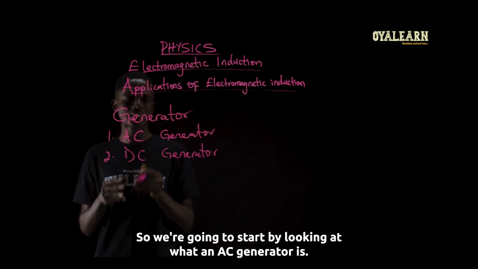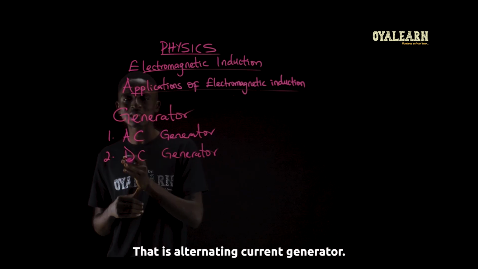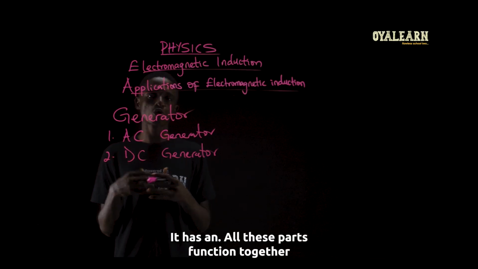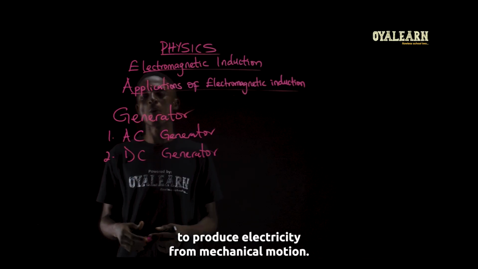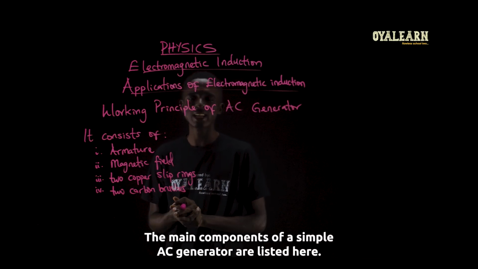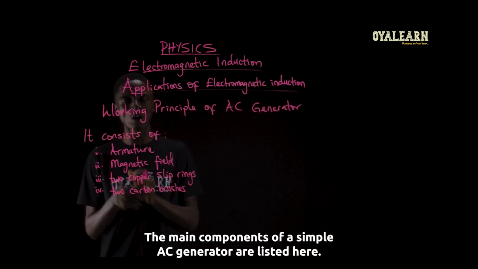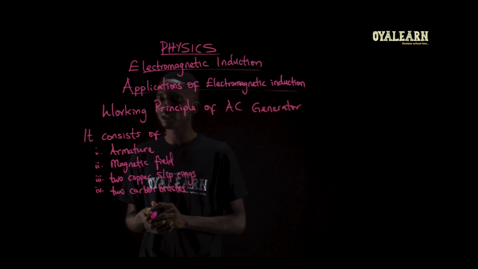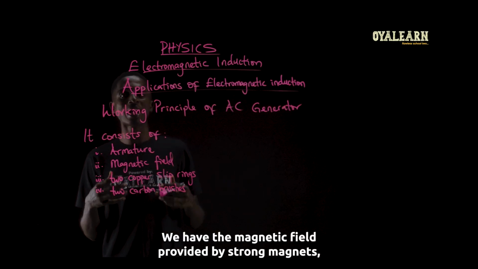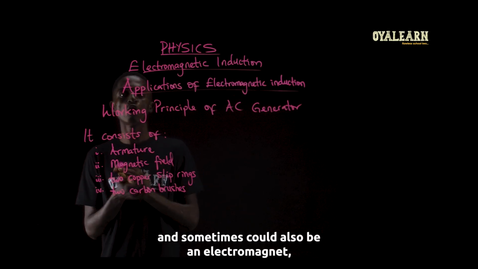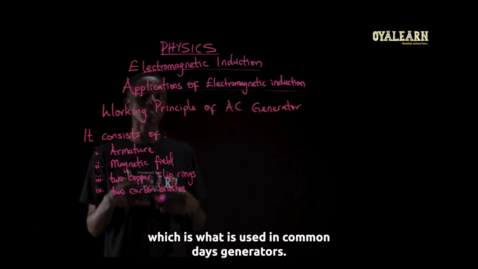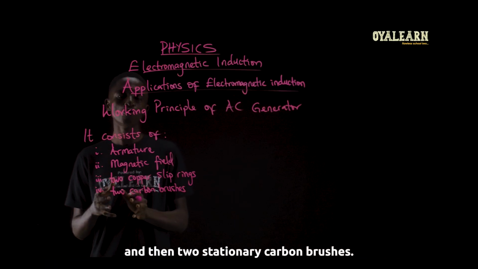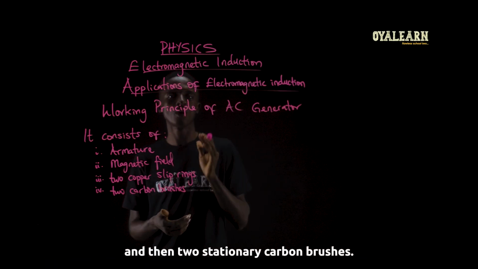So we're going to start by looking at what an AC generator is, that is alternating current generator. We'll look at the major parts it has and how all these parts function together to produce electricity from mechanical motion. The main components of a simple AC generator are listed here. We have the armature, which is a rectangular coil of wire. We have the magnetic field provided by strong magnets, and sometimes could also be an electromagnet, which is what is used in common day generators. We also have two copper slip rings and then two stationary carbon brushes.